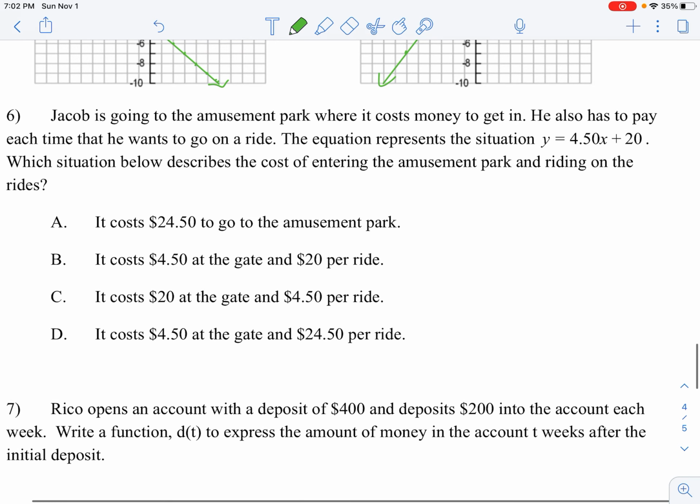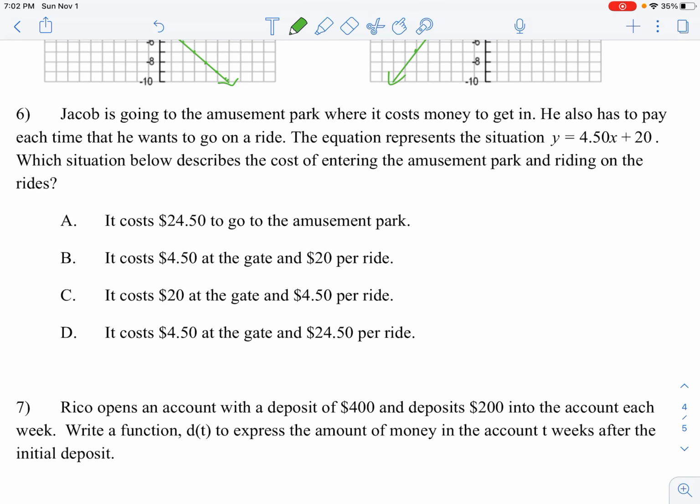Now just a couple word problems here. Jacob is going to the amusement park where it costs money to get in. He also has to pay each time that he wants to go on a ride. The equation represents the situation y equals 4.5x plus 20. Which situation below describes the cost of entering the amusement park and riding on the rides?